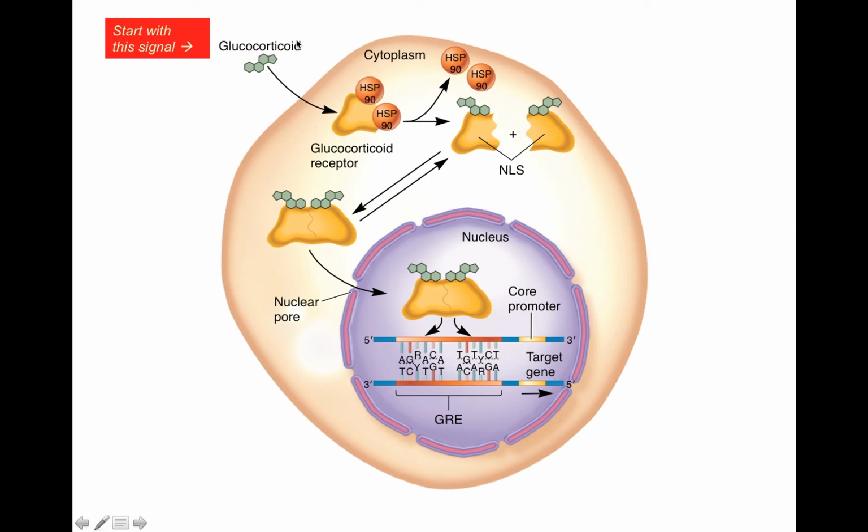So here's a cell, okay, here's a glucocorticoid. You're going to start right here with this glucocorticoid being produced by an endocrine gland, traveling through the bloodstream and zipping in and out of cells. If the cell has a glucocorticoid receptor, the glucocorticoid will bind.